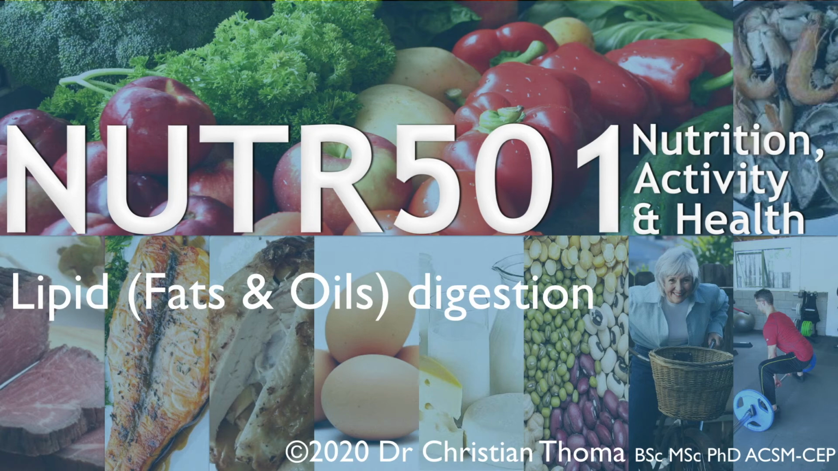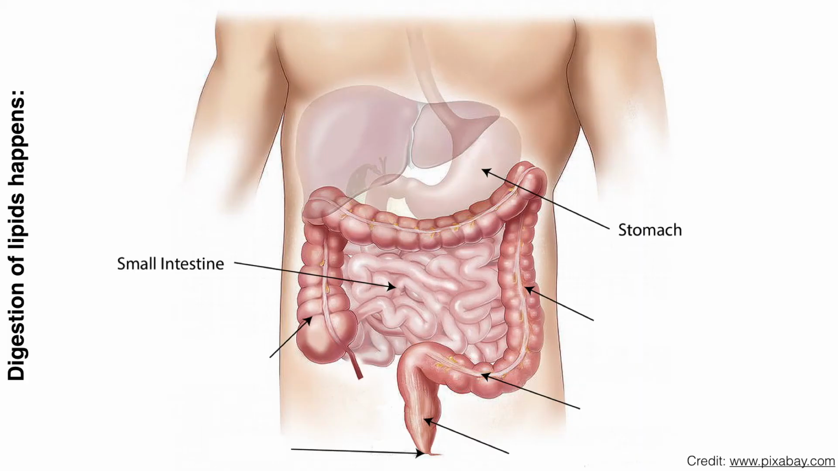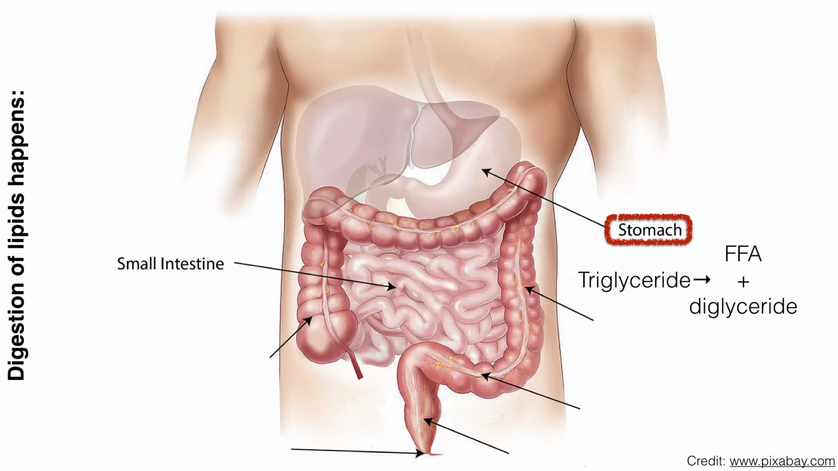Let's take a brief look at lipid digestion. Make sure you've watched the previous module on lipids and foods before watching any further so that this actually makes some sense. Some digestion of lipids happens in the stomach, where an enzyme called lingual lipase, which is made and released in our mouths, starts to break down triglycerides into free fatty acids plus one diglyceride.